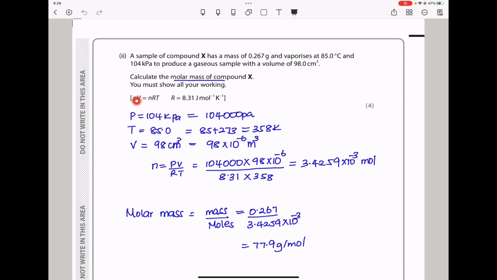So here they've given us PV is equal to nRT and the value of R is also given. Since I'm given the pressure, I converted this to pascals, so this multiplied by 1000 to get the value in pascals. And then I was given the temperature. To 85, I added 273 to get the temperature in Kelvin.